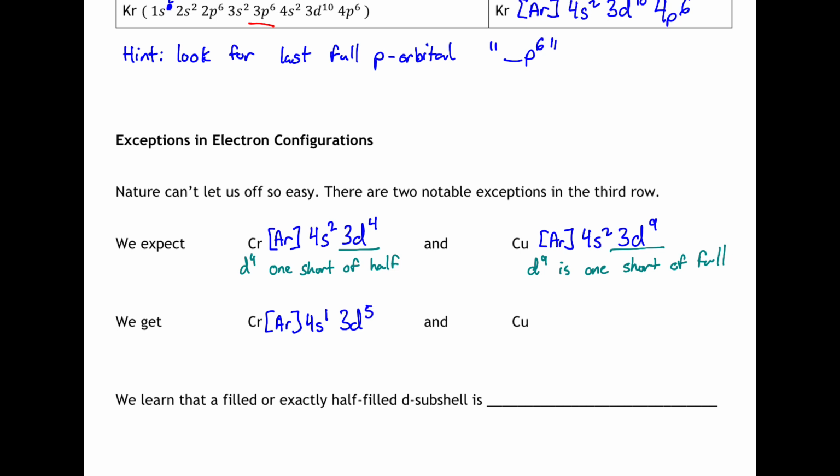So we actually get this weird thing here. So we get this 1 and 5. So there's still 6 electrons. All the electrons are there. We haven't lost any. We just moved 1. There used to be 2 in the first chunk and 4 in the second. So then we have 1 and 5 for chromium.